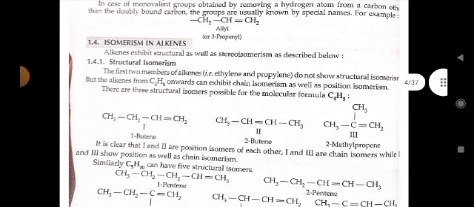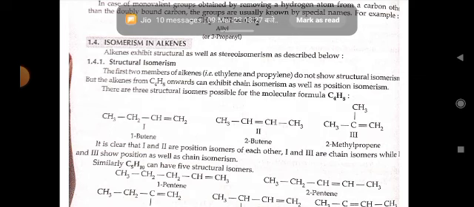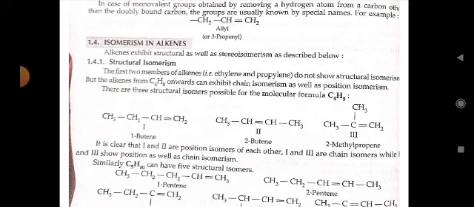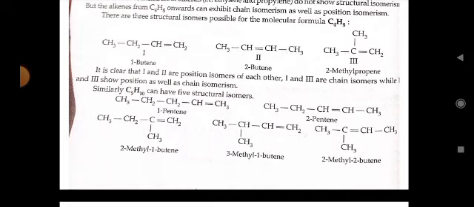Isomerism in alkenes. Structural isomerism. The first two members of alkenes, ethylene and propylene, do not show structural isomers, but the alkenes from C4H8 onwards can exhibit chain isomerism as well as position isomerism. There are three structural isomers possible for the molecular formula C4H8: 1-butene, 2-butene, 2-methylpropene. It is clear that 1 and 2 are position isomers of each other, 1 and 3 are chain isomers, while second and third show position as well as chain isomerism.